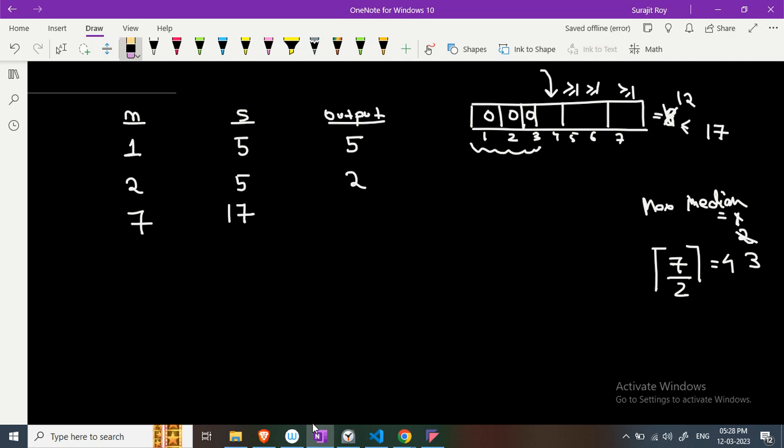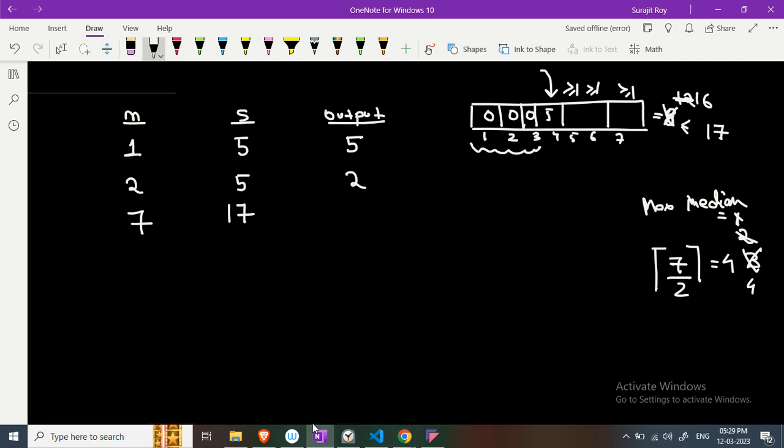Now let's suppose we take all the elements as 4. So 4 into 4 is 16. 16 is less than equal to 17. Yes, and for making it 17 we add 1 to the last element. So as you can see, the median is 4, and I will update the maximum median as 4.